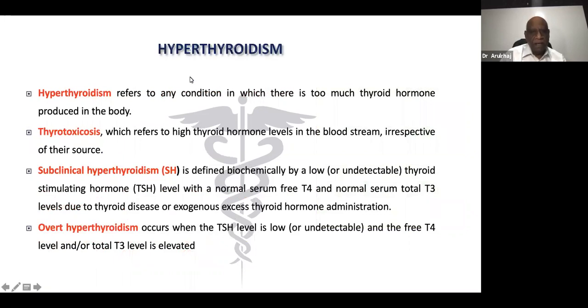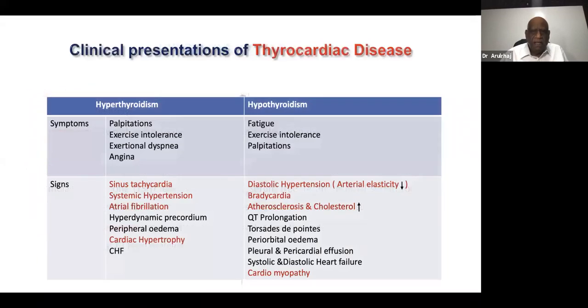Coming to hyperthyroidism, we are all familiar with thyrotoxicosis, and there is an entity called subclinical hyperthyroidism also. That is, low TSH, but the free T3 and T4 are fairly within normal limits. We call it subclinical. And overt is wherein T3, T4 are high and TSH is very much low. These are all the clinical types.